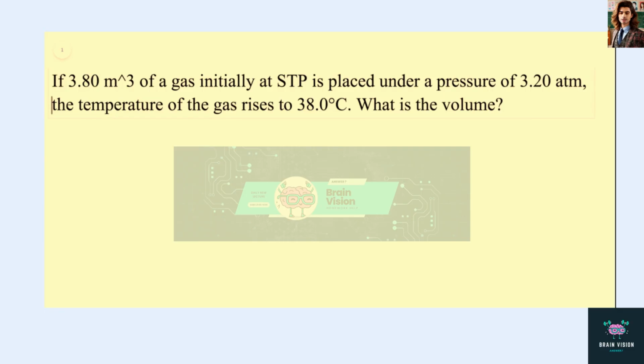So ideal gas law question: if 3.8 meters cubed of gas is initially at standard temperature and pressure, is placed under a new pressure of 3.2 atmospheres, the temperature of the gas rises to 38 degrees Celsius. What is the volume?